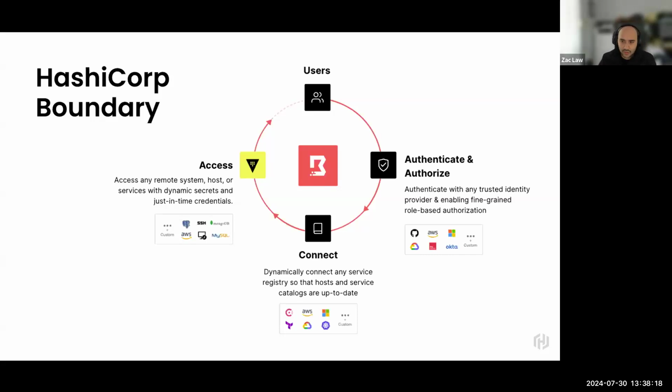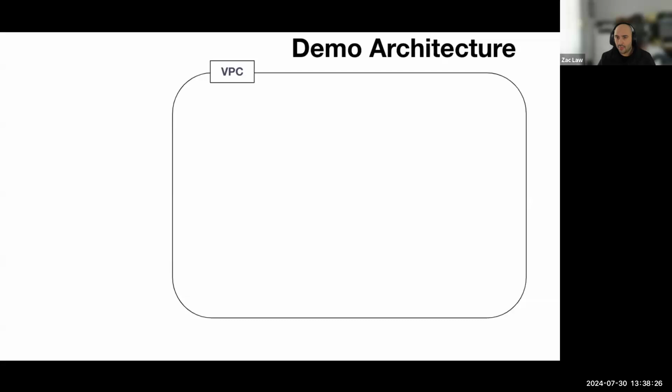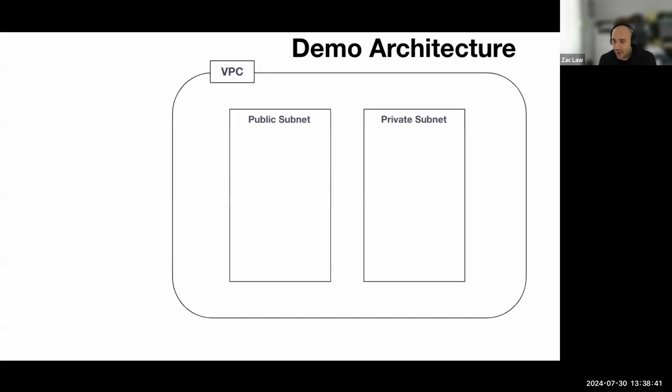Okay, so what we're going to go through now is the actual demo component. I've built a little demo architecture that we're going to run through. I'm doing all of this inside of AWS, and also inside of HCP Boundary, which is Boundary being operated on our SaaS platform. I've got this VPC inside of AWS, with a public and a private subnet. This simulates the different network segments we would typically have inside our corporate network.